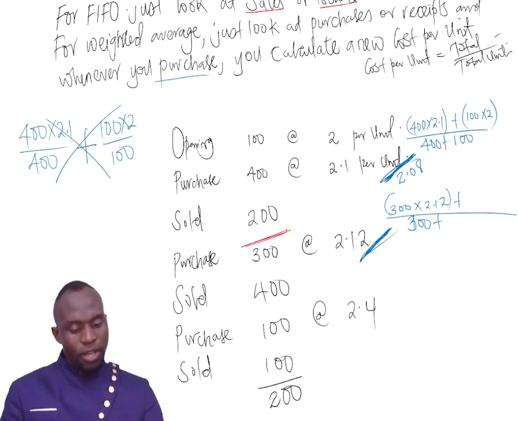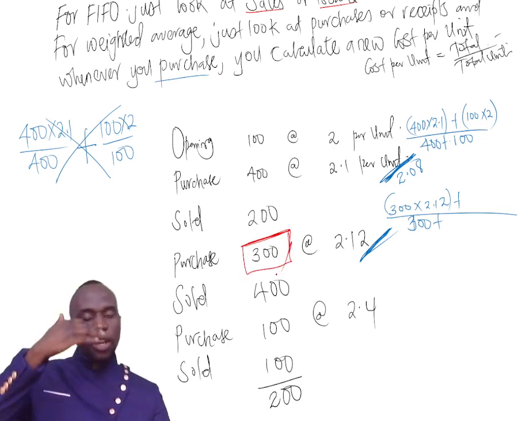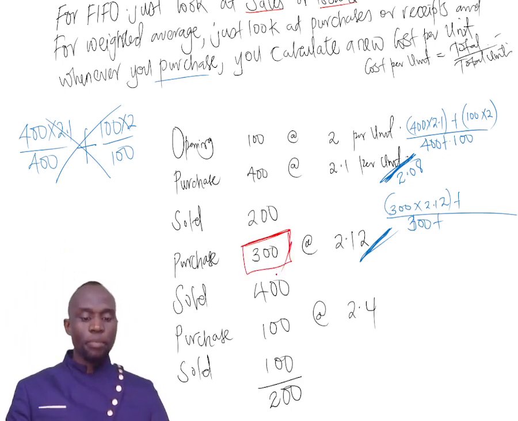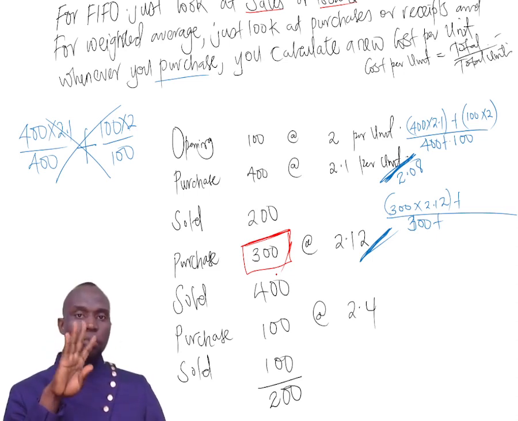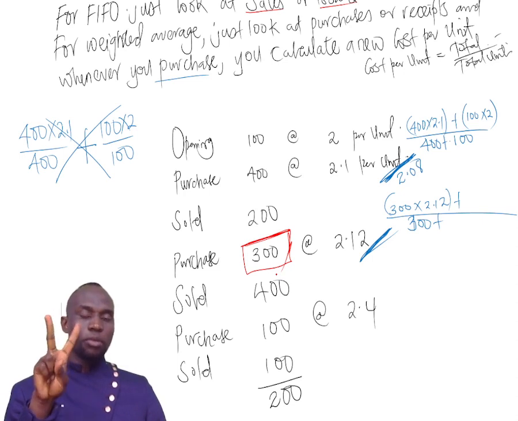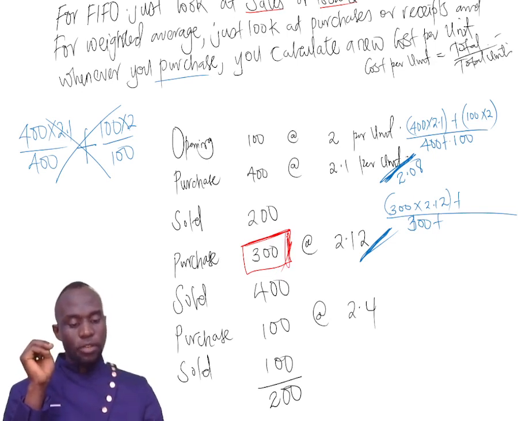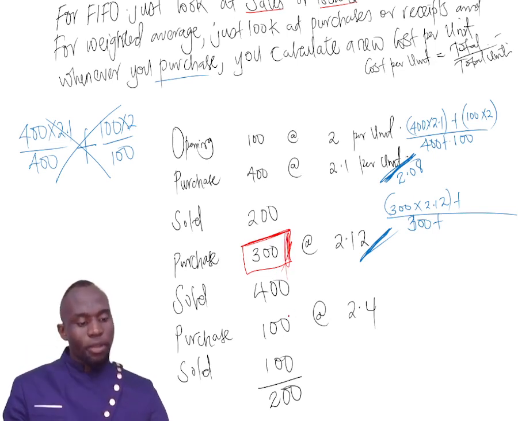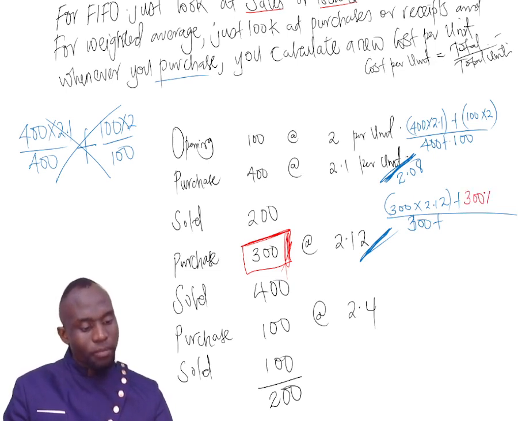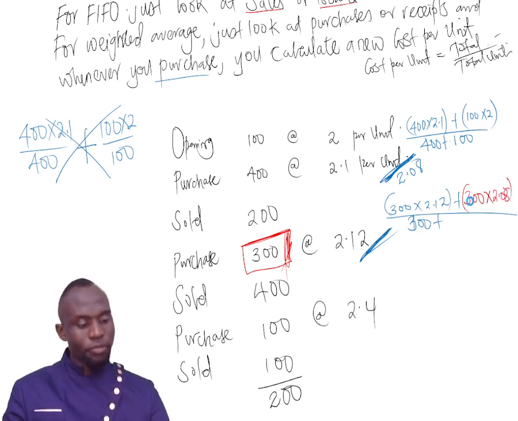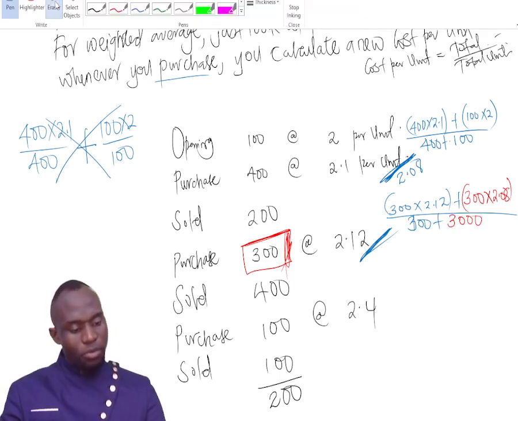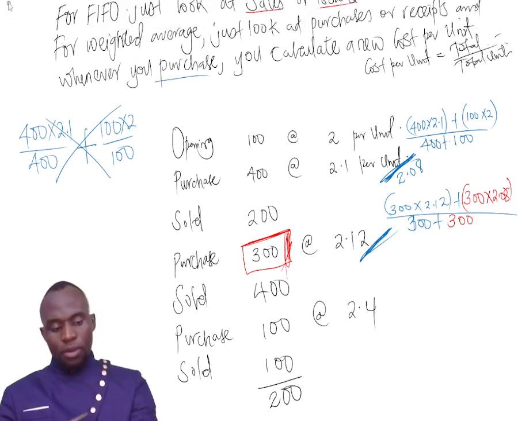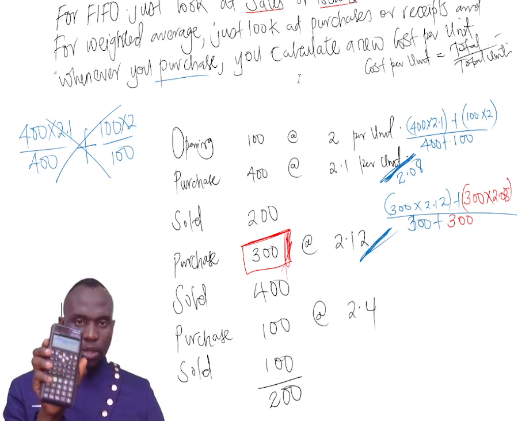So before we got this 300, how many units were left up? How many units were left up? So at the start we had 100. We bought 400, making it 500, but we've sold 200. So the balance is 300. So before we received this 300, we had 300 left. And those 300 would be valued at the latest cost per unit, which is 2.08. So divide by the corresponding units, 300. Now if we work out this, the answer we get is 2.1.